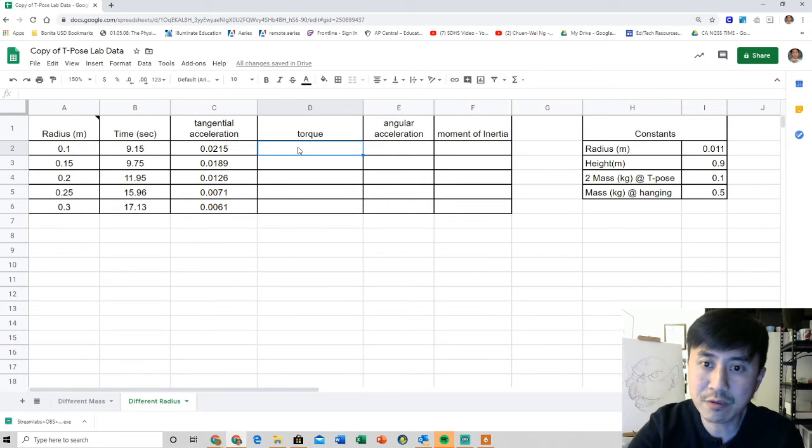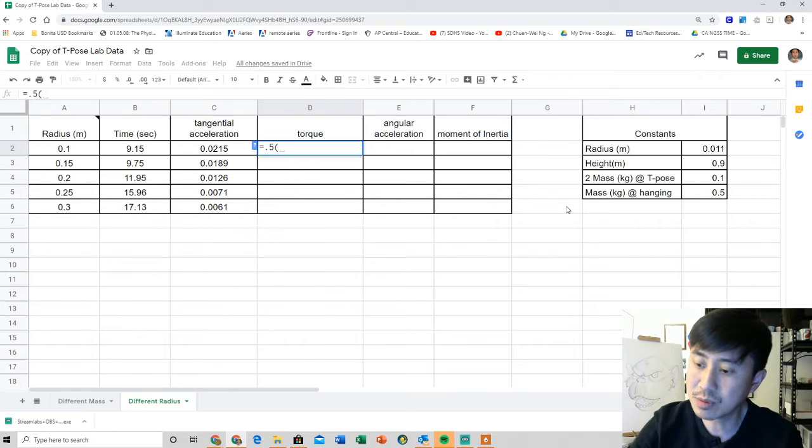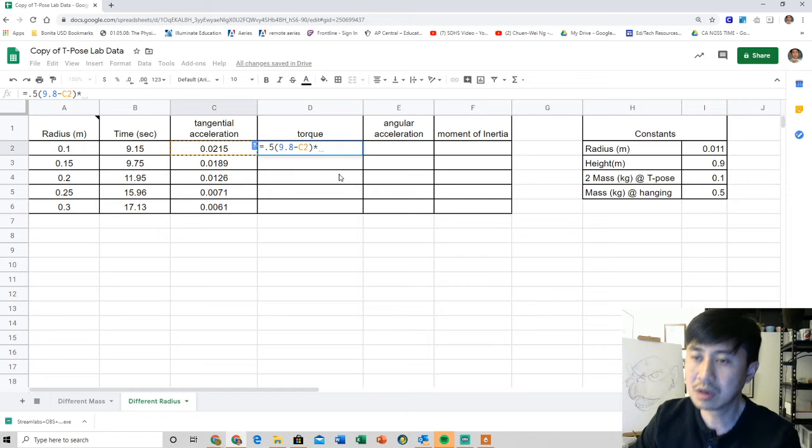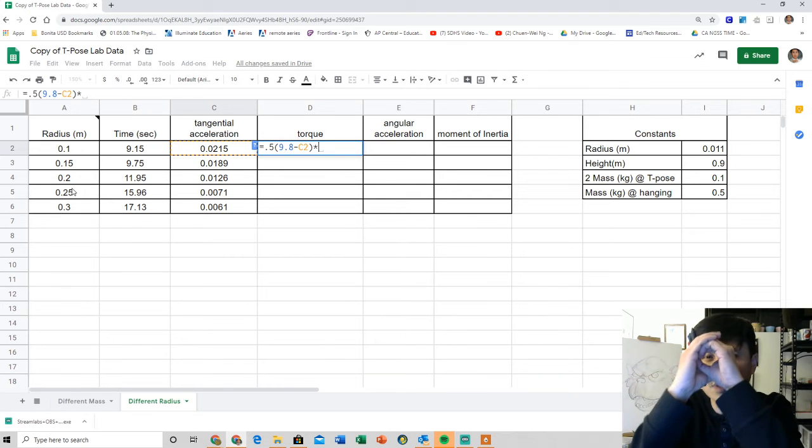Now for our torque. The formula for our torque is mass times (g minus a) times r. Our mass is 0.5. It's not going to change, so I'm just going to type in 0.5 times (g minus a), which is 9.8 minus a, which is right here, close parentheses, times r. Be careful here. Some of you see radius right here and you want to use this radius, but that's the radius of the T-pose. You don't want that radius. That's not what's giving us a torque.